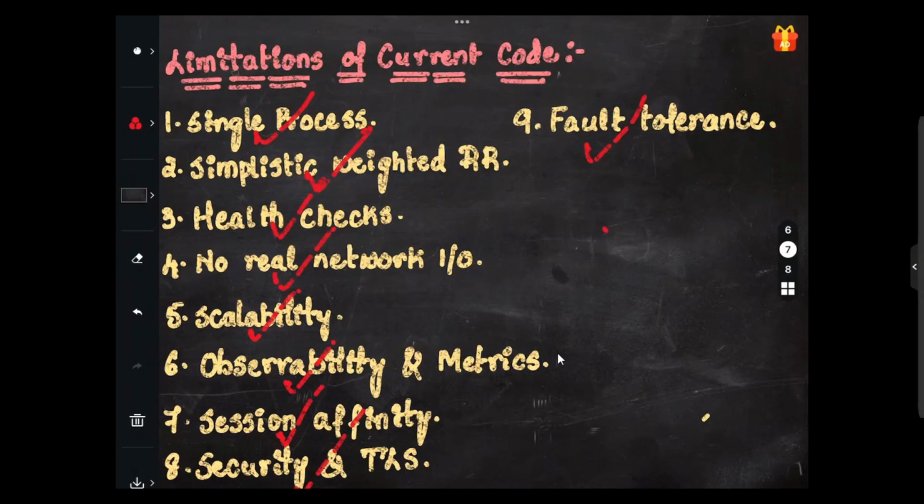When I say fault tolerance, a single load balancer is a single point of failure. Simple one: a single load balancer is always a single point of failure. Production requires multiple load balancers behind DNS or anycast, and state replication if needed. If needed, we have to take care of it. These are some of the limitations of the current code.